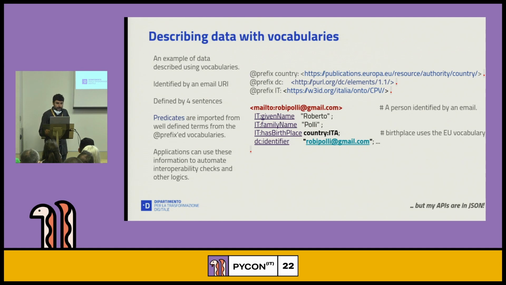And then what you can do with that, for example, is use this information to create datasets that have a very well-defined semantic meaning. In this case, I see a person that is identified by an email, is described by 4 sentences, and each sentence uses predicates defined in the vocabulary we used before. Moreover, the birthplace references the European vocabulary for countries.